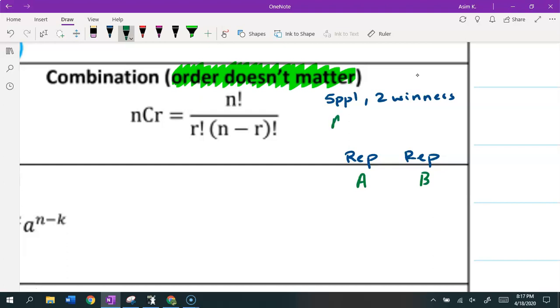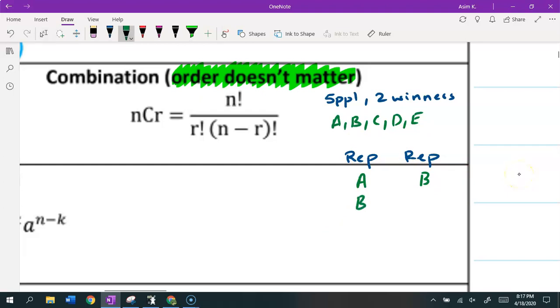Remember that there are 5 people in this mix. There's A, B, C, D, and E. But we're saying that they're both going to become reps. So now automatically, nobody says order doesn't matter. It's the scenario you're in. You're in a scenario where both of them are going to be representative. So then it doesn't matter who gets selected first and who gets selected later.